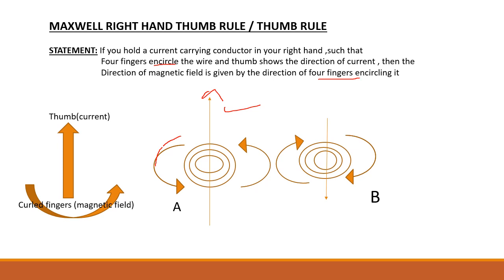If the direction of current is reversed in this direction, in figure B you can see, then the pattern of the magnetic field is also in the reverse direction. This one is the example figure, the basic figure. You can see the thumb, this is the direction of current. So when you hold the curled fingers, they give you the direction of the magnetic field.